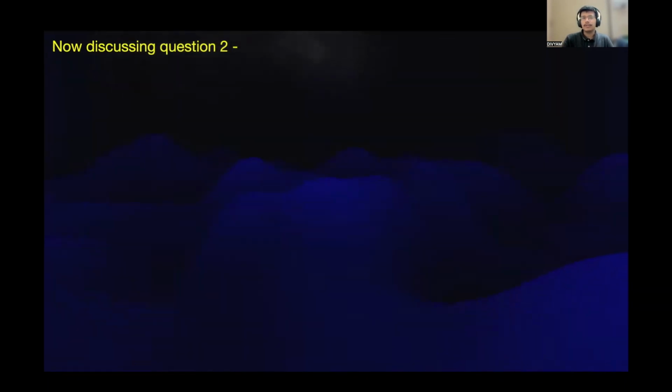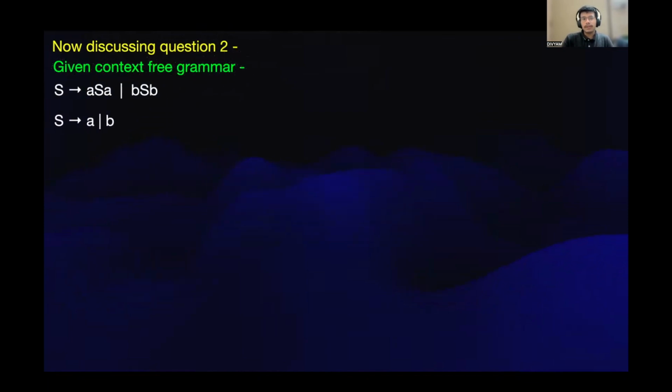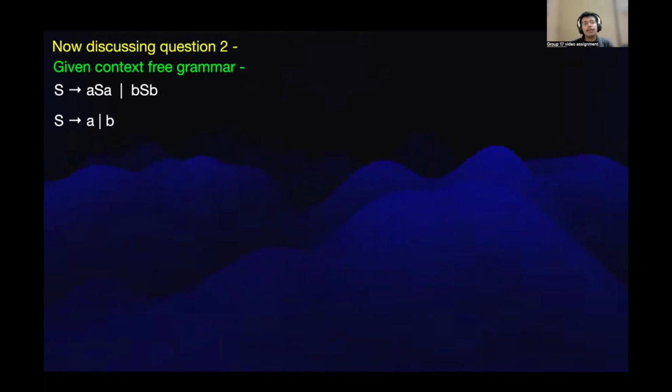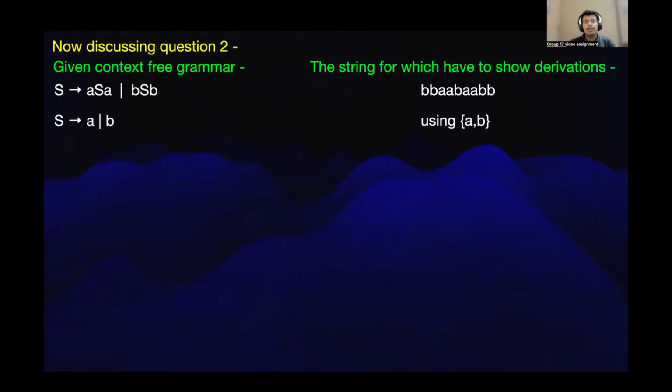Now let us discuss question 2. We are given the following context-free grammar. S can be converted into ASA or BSB, or S can be converted into A or B. Now the string which we have to generate using this context-free grammar is BBAABAABB. Now let us do the left-most derivation.